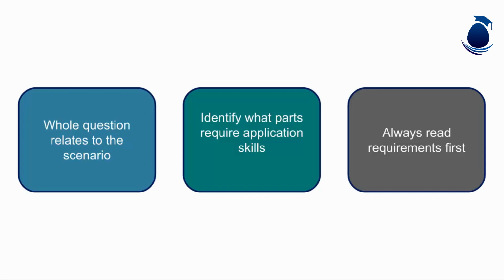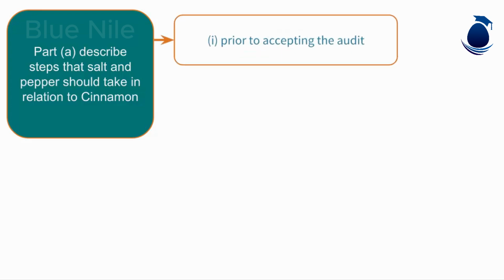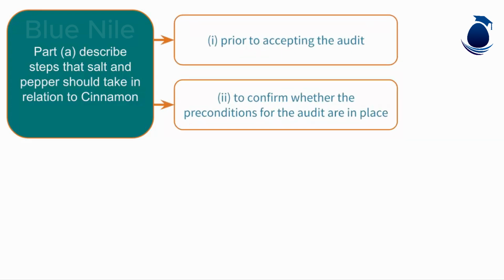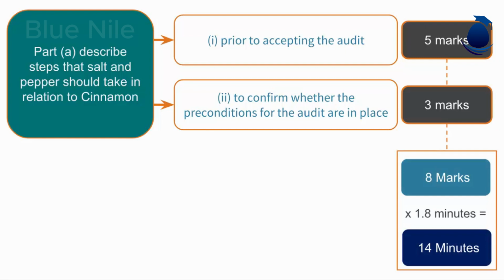Firstly, let's look at Part A in isolation. Part A asks to describe the steps that Salt and Pepper should take in relation to Cinnamon. Part 1, prior to accepting the audit, and Part 2, to confirm whether the preconditions for the audit are in place. There are 5 marks allocated for Part 1 and 3 marks allocated for Part 2. Therefore, spending around 14 minutes on Part A before moving on.